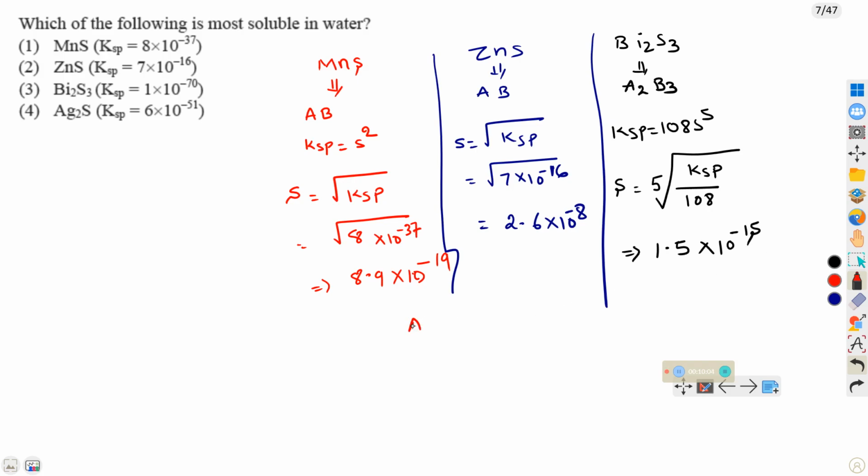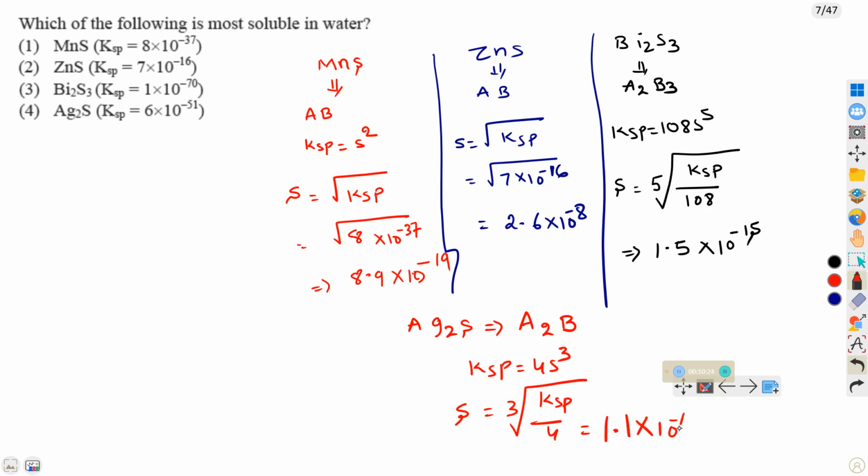Finally, take Ag2S. Ag2S is A2B type of salt. KSP is equals to 4S cube. S is equals to cube root of KSP by 4. Simplify, you will get 1.1 into 10 power minus 17.